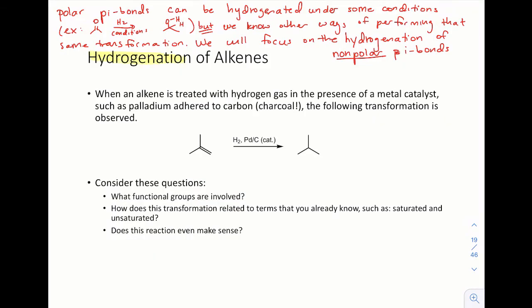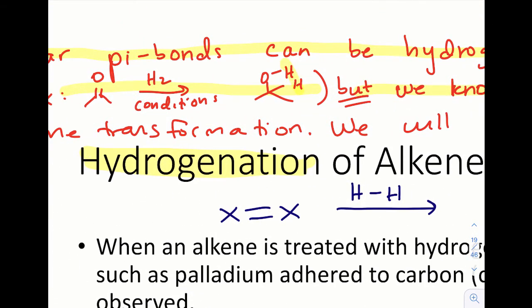Hydrogenation is exactly what it sounds like. A molecule of hydrogen is added across some pi bond. I'm using X's just to make this really generic. Hydrogenation reactions occur to some polar pi bonds like carbonyls and nitriles, but we know other ways of performing that same exact transformation that I have written here. So adding H2 across the polar C=O bond.